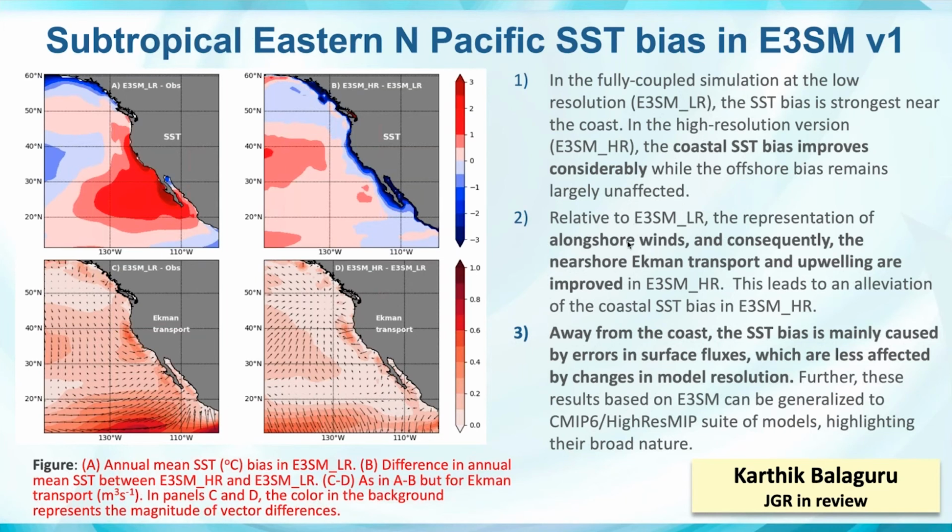This is related to the alongshore winds, and therefore the nearshore Ekman transport and the upwelling are improved in the high-res. However, away from the coast, the SST bias is mainly caused by errors in the surface fluxes, which are less affected by changes in model resolution. So this might be a very good justification for using a regionally refined grid.